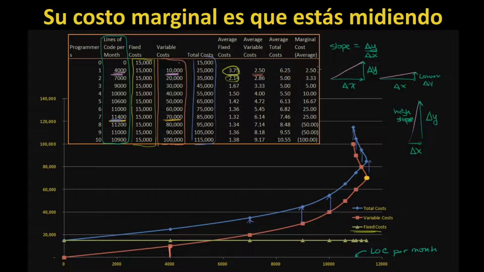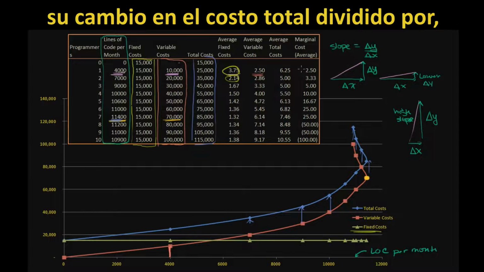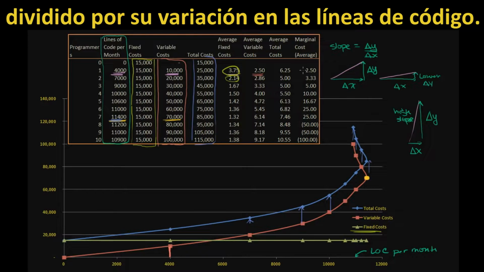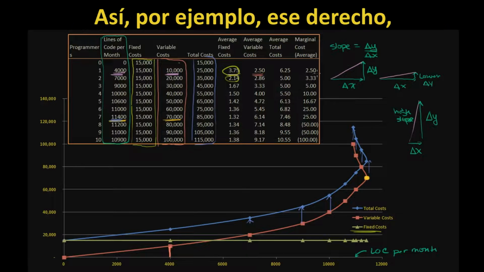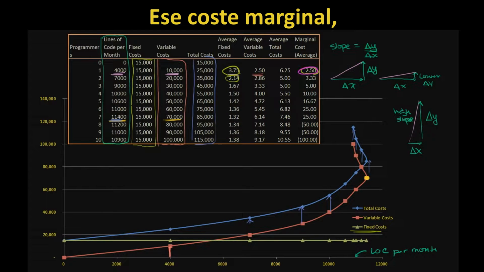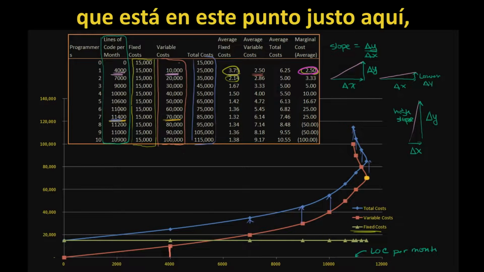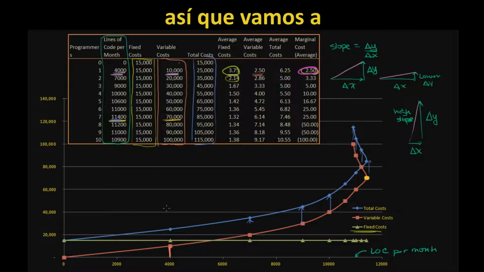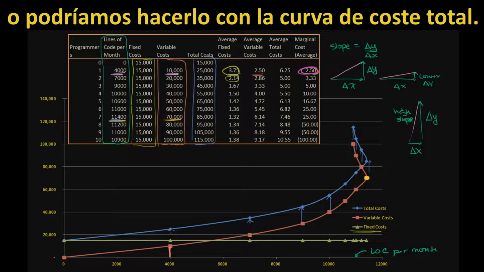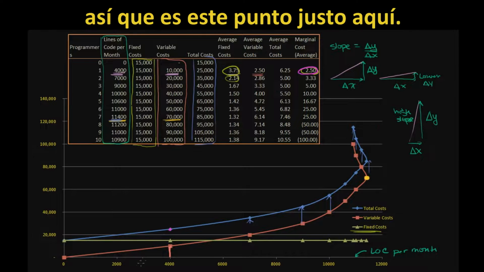Your marginal cost is measuring your change in total cost divided by, not your total cost, but your change in the lines of code. So for example, let me do that in a more vibrant color. That marginal cost is at this point right over here. We could do it with the variable cost curve, or we could do it with the total cost curve. I'll do it with the total cost curve.